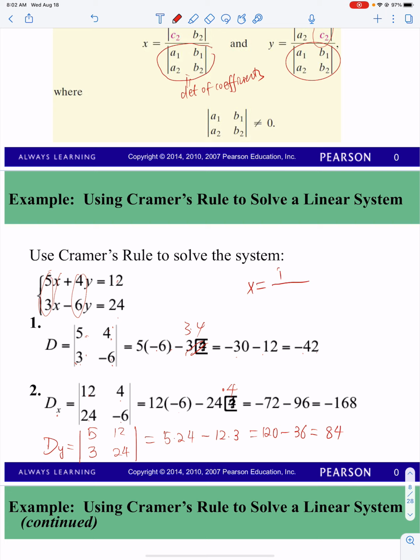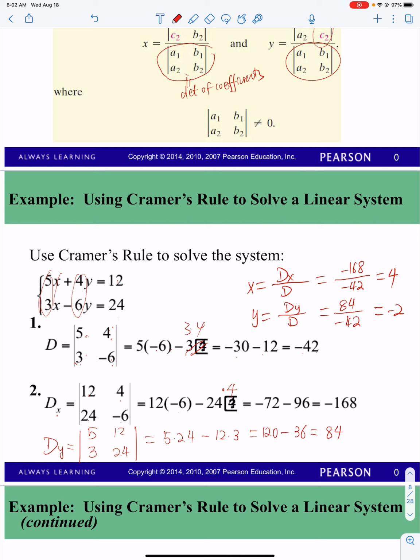So what will be x? x will be dx over d. So that will be -168 over -42. So what do you have here? 4. So what will be y? It's dy over d. So dy is 84 over -42. That will be -2. Okay, so that's for a 2 by 2 matrix.